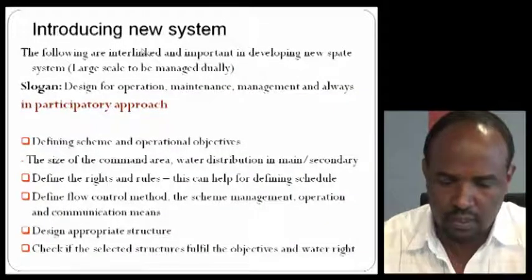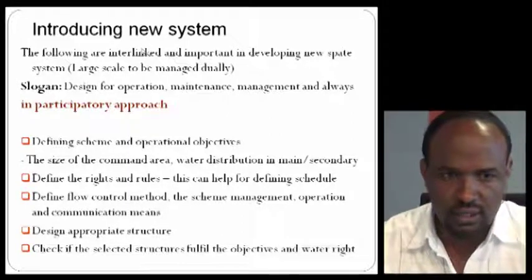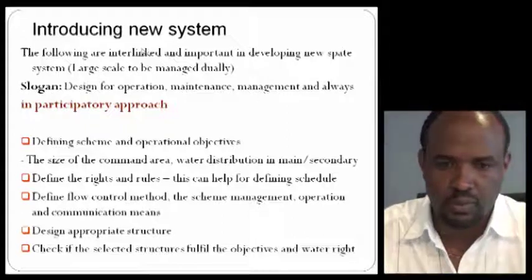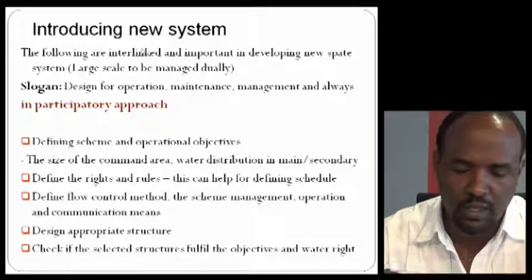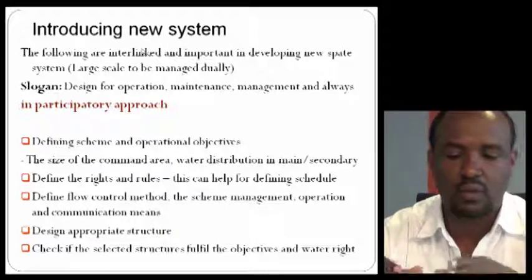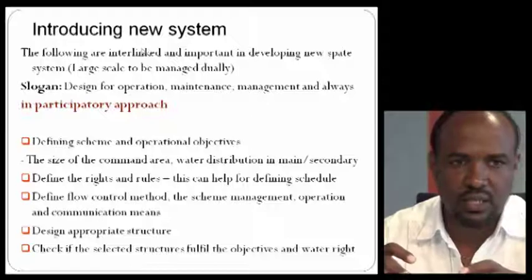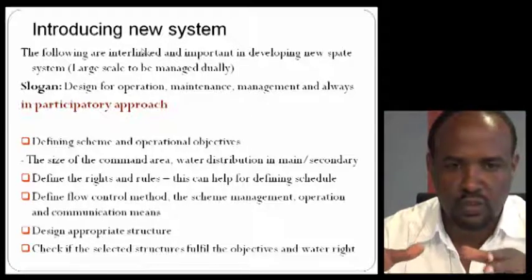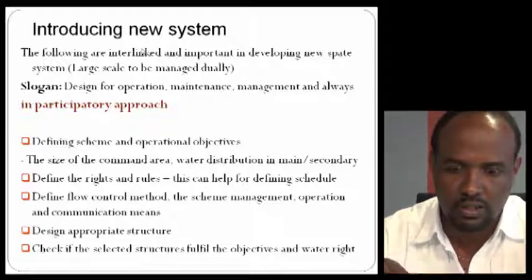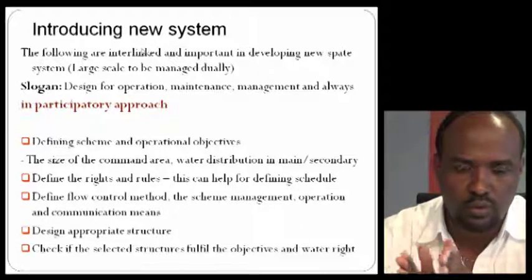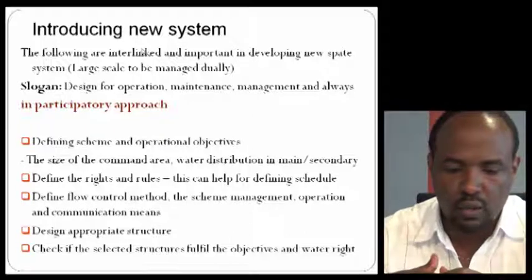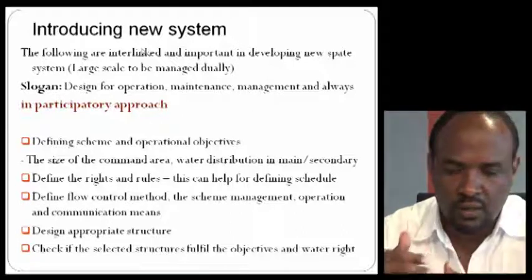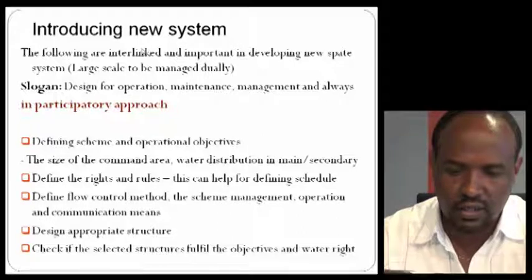The following are interlinked and important in developing a new spate system. Where spate was traditionally practiced, there were more or less established rights, and the designing may start by accepting the established rights and rules, so that scheduling, structural design, flow controlling and communication arrangements could be aligned with the rights and rules already established. But in a spate system which is going to be introduced for the first time, we don't have all those things. Therefore there needs to be a closed loop where one does not tie down the other, but things need to be changed until an accepted system, structure, management and right are fulfilled.